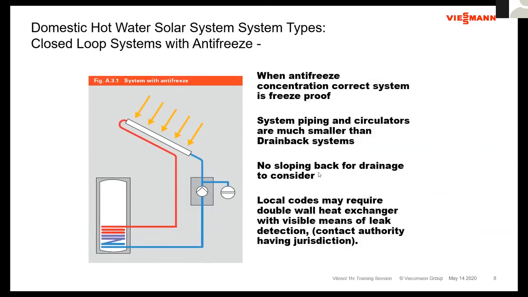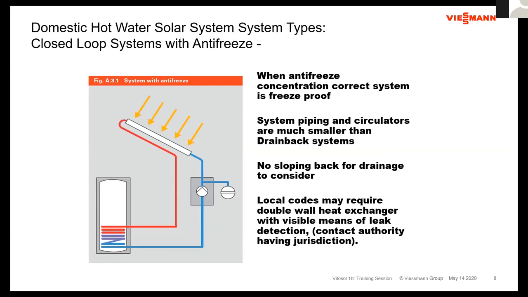On the other hand, here we've got the closed loop system, this is the type of system that Viessmann uses or applies here in North America. Our collectors are made in a specific way that they don't work in a drain back system. The piping inside is like a meandering, a serpentine type of configuration as far as the piping inside the collectors.